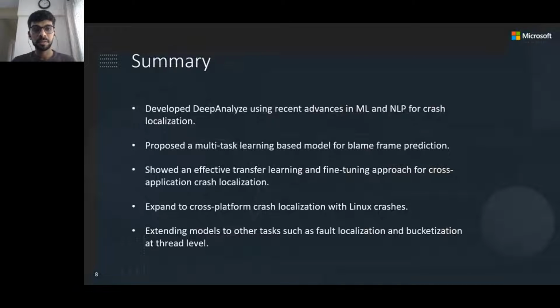So to summarize, we developed Deep Analyze using recent advances in machine learning and NLP for crash localization. We proposed a multitask learning model for blame frame prediction and showed an effective transfer learning and fine-tuning approach for cross-application crash localization. We plan to expand to cross-platform crash localization, where we try to transfer models from Windows crashes to Linux crashes. We also want to extend these models to other tasks that Bing Analyze performs today, such as fault localization and bucketization at the thread level. Thank you.